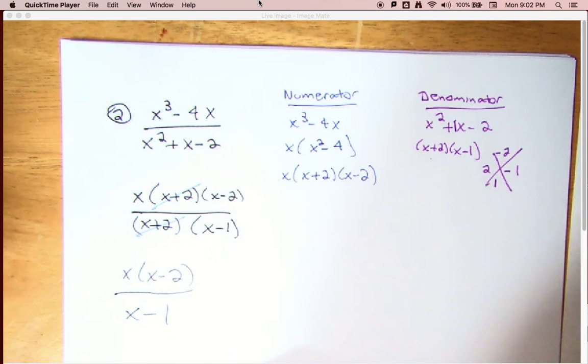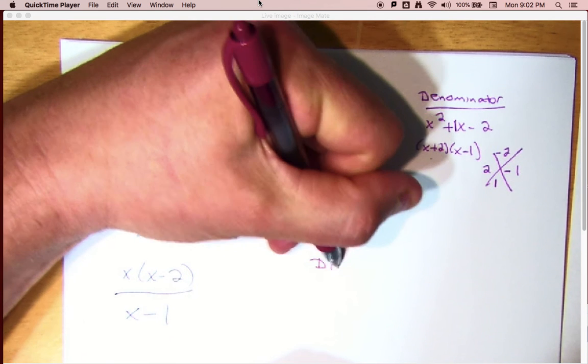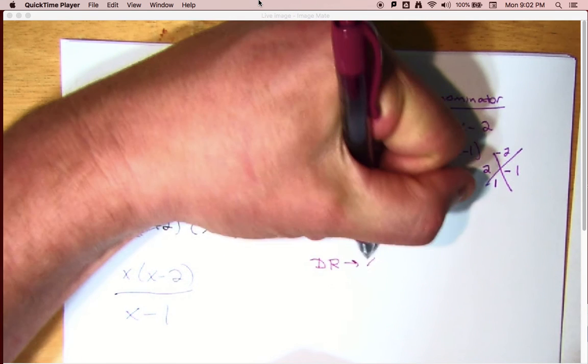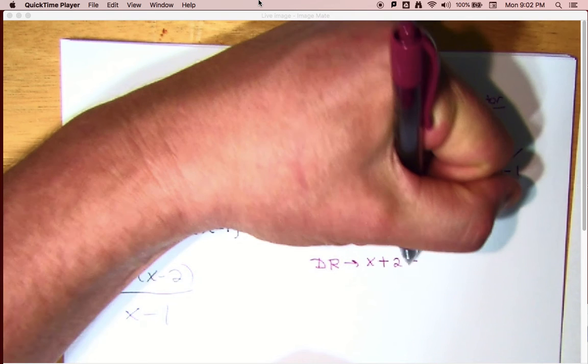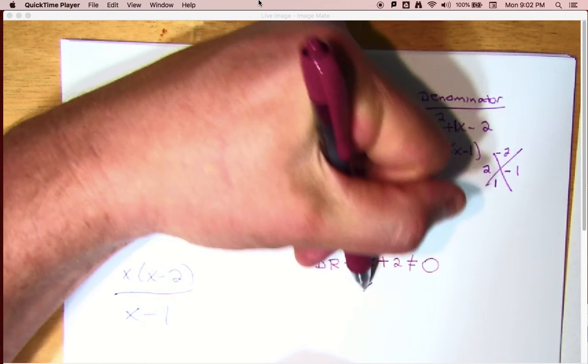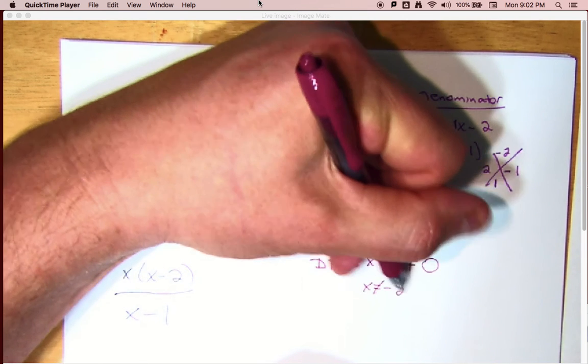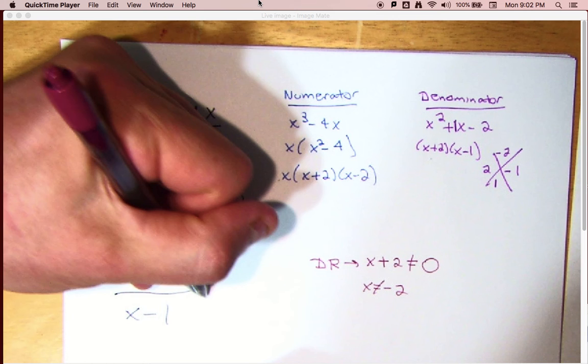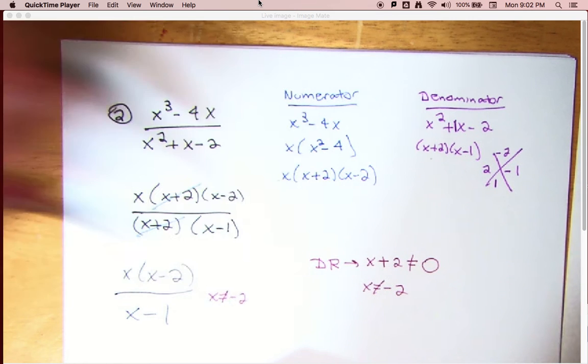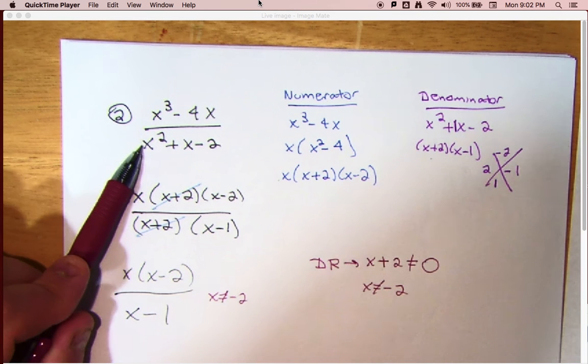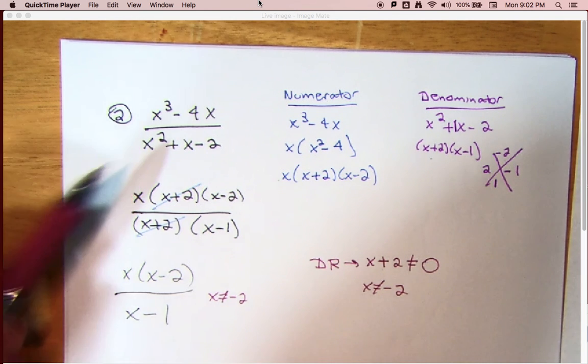For my domain restriction, I've got to take what I canceled and say cannot equal 0. This cannot equal negative 2, and that's what has to go here. Once again, if you were to put negative 2 right there, you get an answer of 0, and that's bad math.